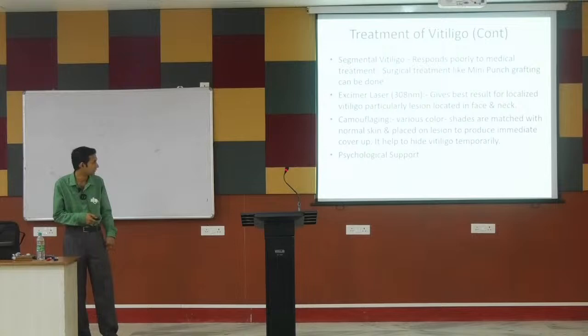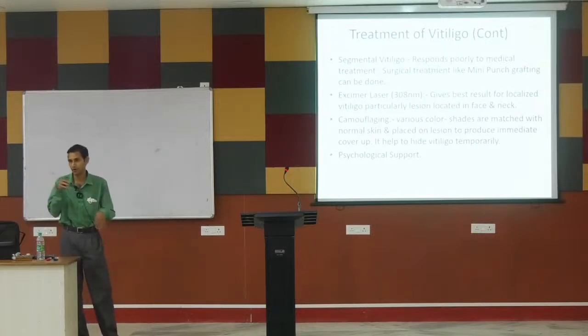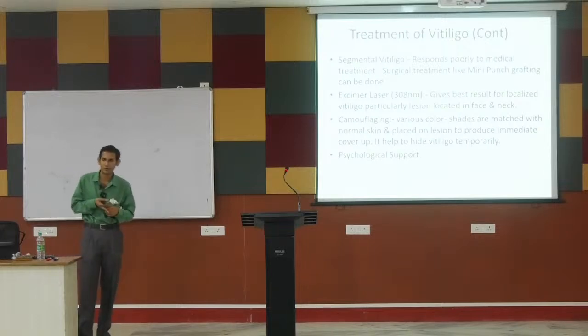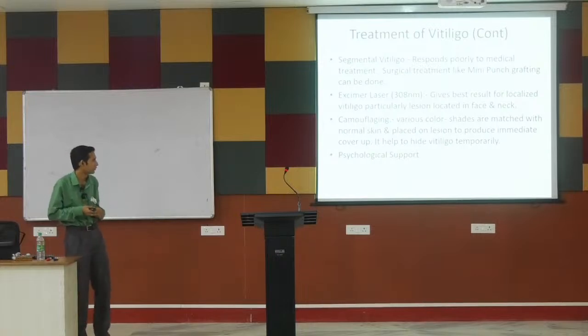Now coming to the other aspects of treatment, that is the excimer laser. Excimer laser emits a wavelength of 308 nanometer, and it produces the best result for localized or focal vitiligo, particularly vitiliginous skin affecting the face and neck. In that case, you can do the excimer laser. Excimer laser also can be done 2 days in a week or 3 days in a week. But the most important thing is that the vitiligo should be focal or localized, and cost is also a very important factor.